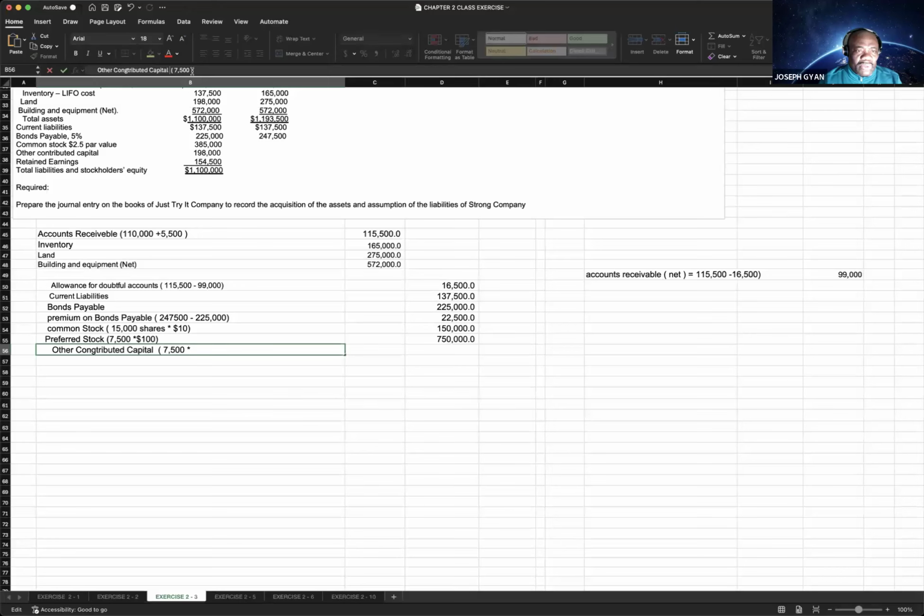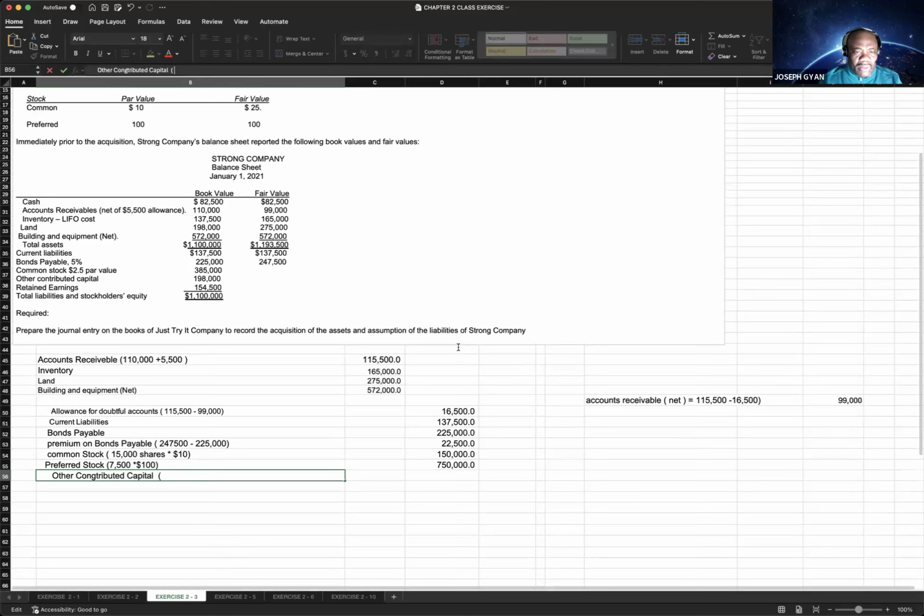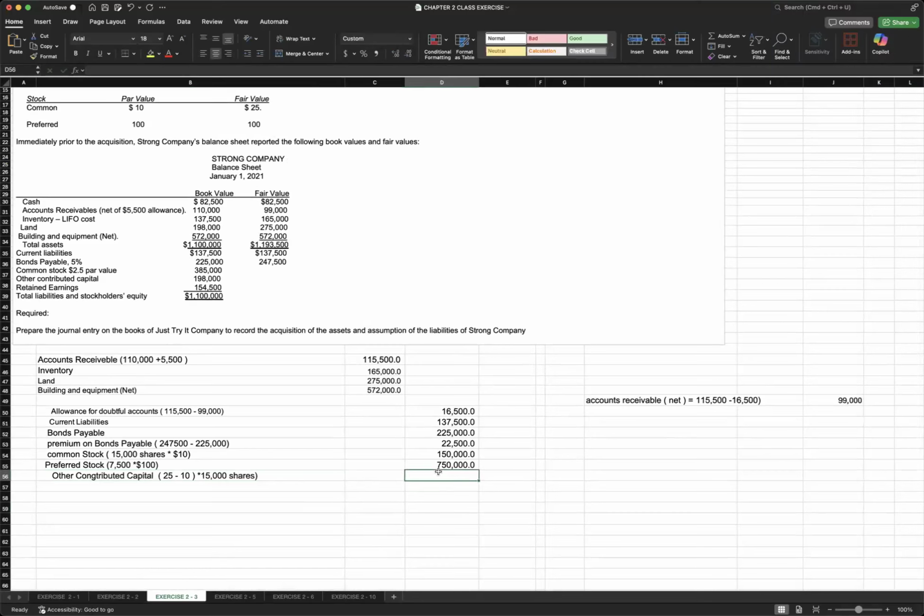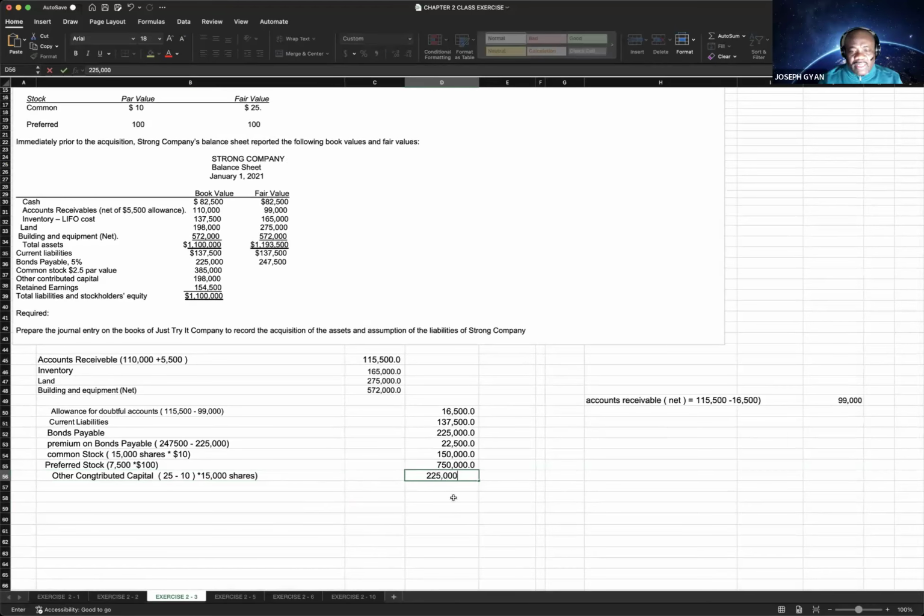Which is equal to, that's $25 minus the what? The $10 multiplied by 15,000 shares. So how much do we have? 225,000. Yes. Thank you.